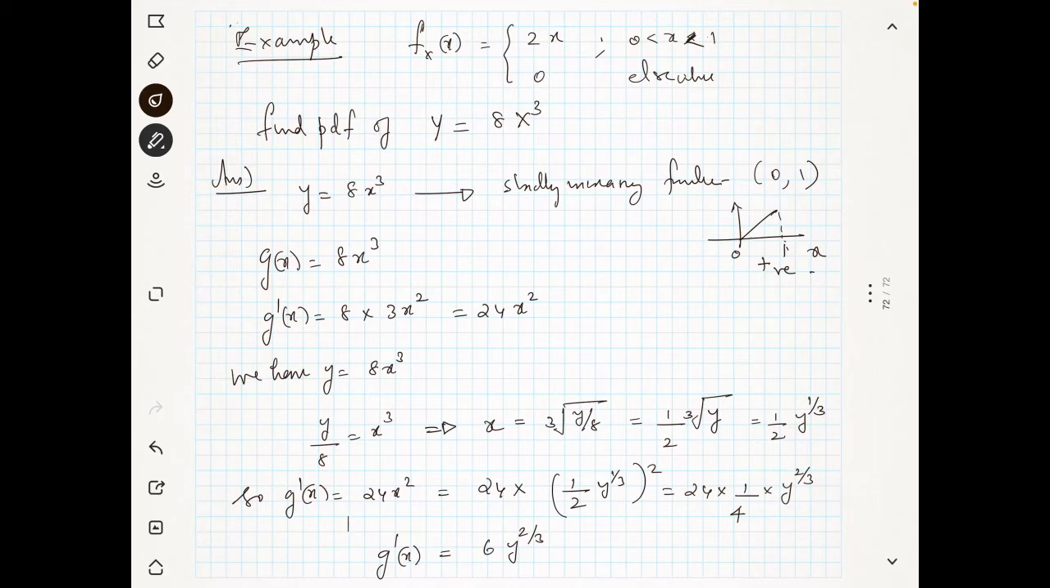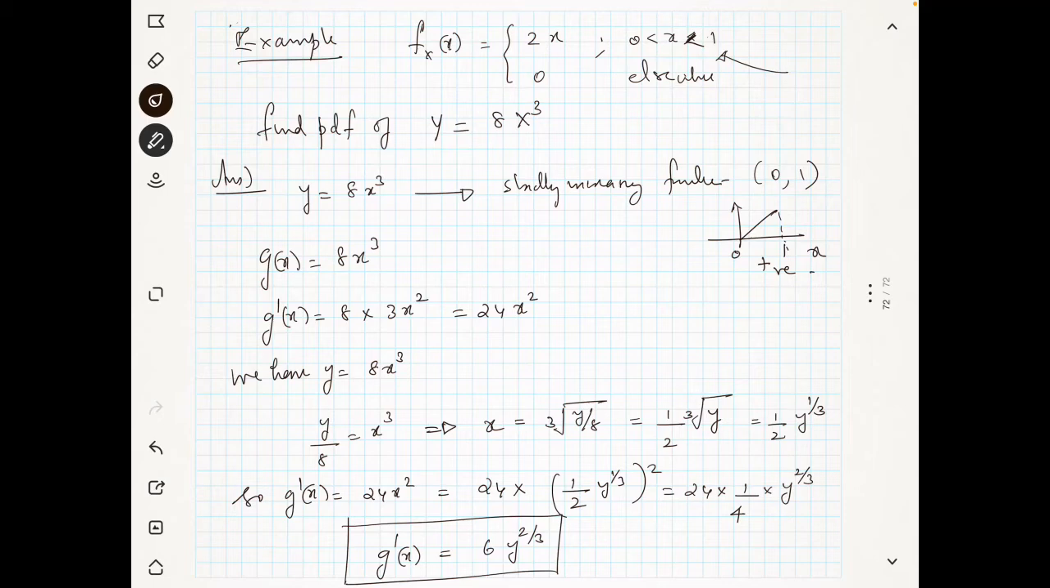Because here only one root is there, the negative root is not considered, because our random variable x takes the value only between 0 and 1.